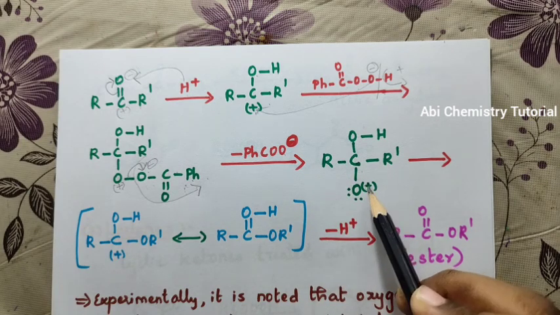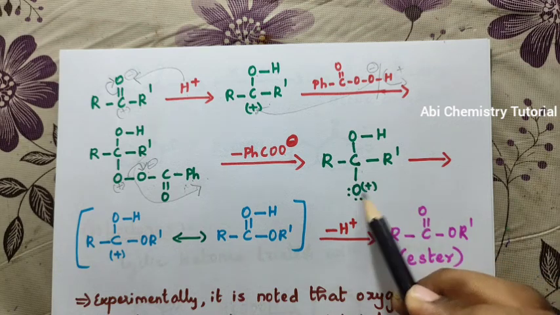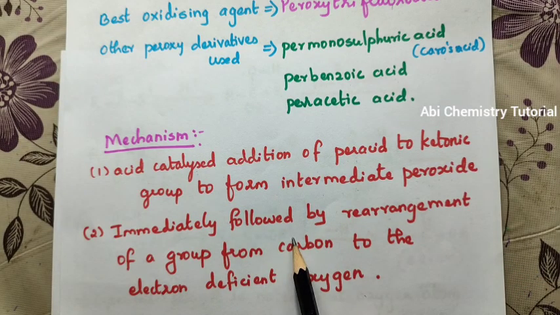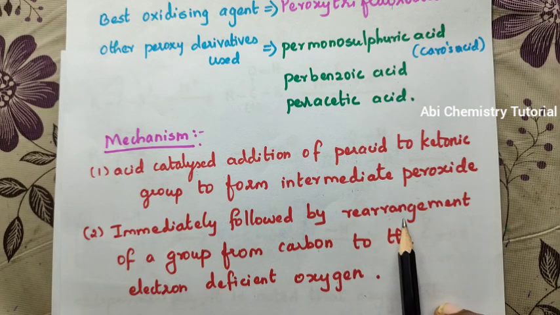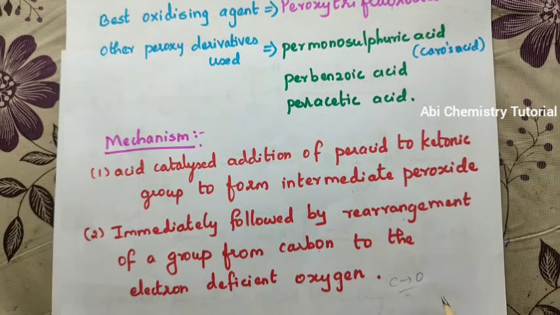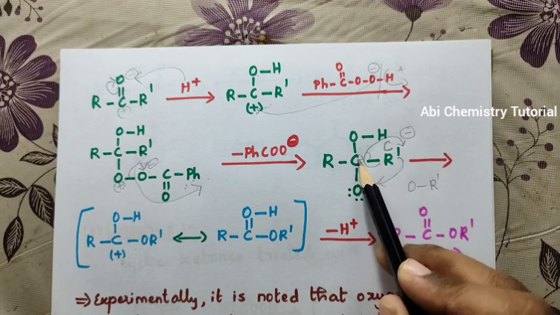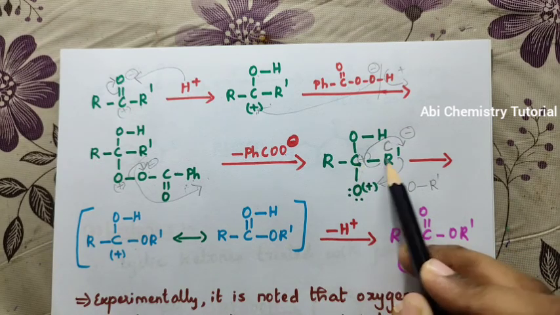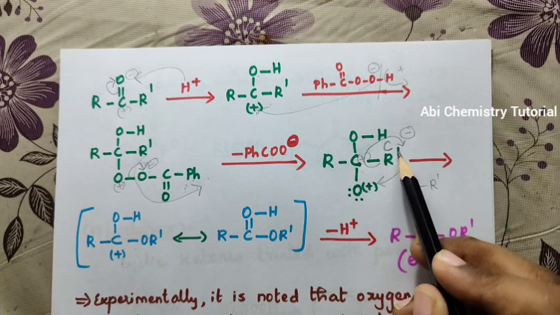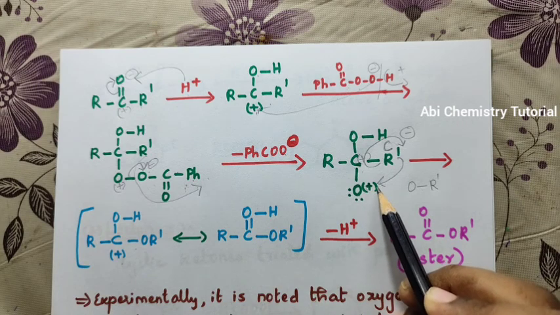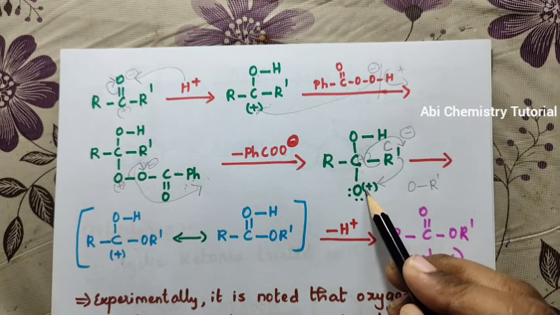So now a sort of rearrangement takes place. I told you it is the rearrangement of a group from carbon to the electron deficient oxygen. So this intermediate will be followed by a rearrangement of a group from the carbon to the oxygen. So carbon to oxygen. So how does it take place? So clearly you can see, this is the R dash group, right? So this is the alkyl group and this oxygen is electron deficient. Here you can see it clearly. And this is electron deficient.